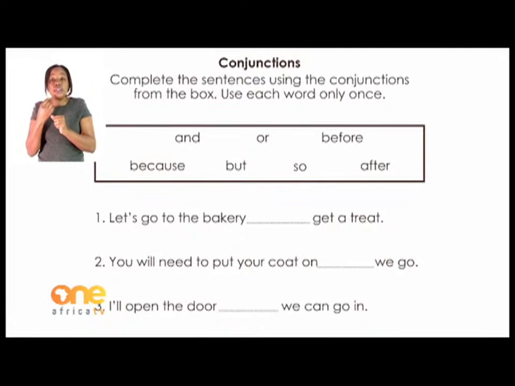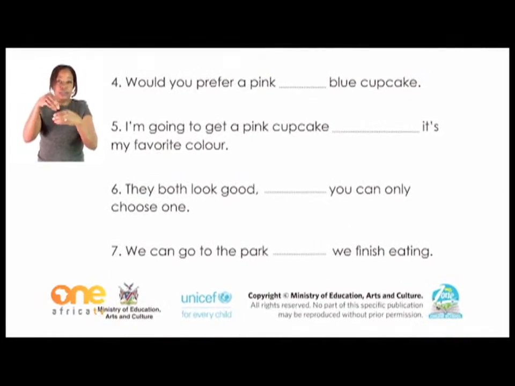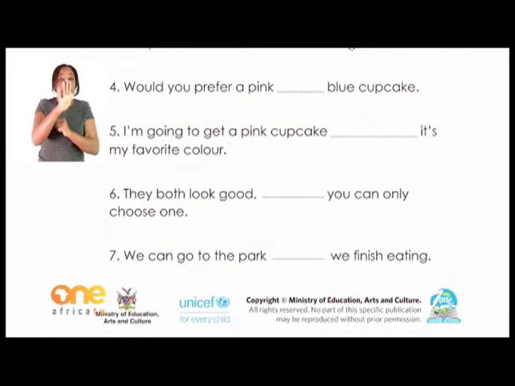Okay, number 2, you will need to put your coat on. We go. Number 3, I'll open the door. We can go in. Number 4, would you prefer a pink, blue cupcake? Number 5, I'm going to get a pink cupcake. It's my favorite color. Number 6, they both look good. You can only choose one. Number 7, the last one, we can go to the park. We finish eating. Which conjunction do you think will best fit the statements?